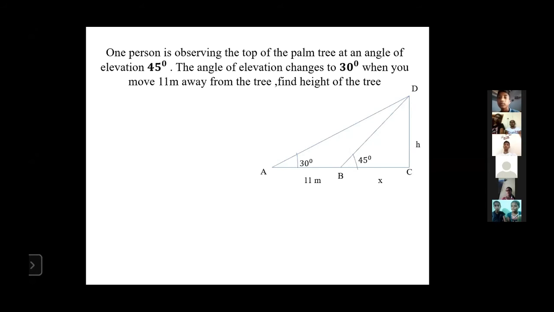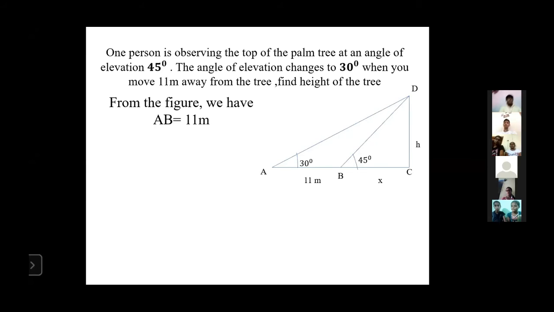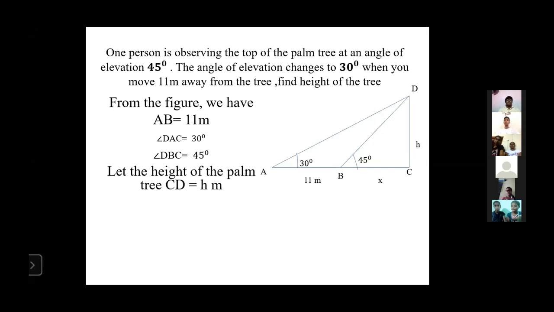So here CD is the height of the palm tree, and BC length they have not been given. So we write H and X, and AB is 11. Here angle DAC is 30 degrees and angle DBC is 45 degrees. Let the height of the palm tree CD be equal to H meters, and the length of BC be equal to X.